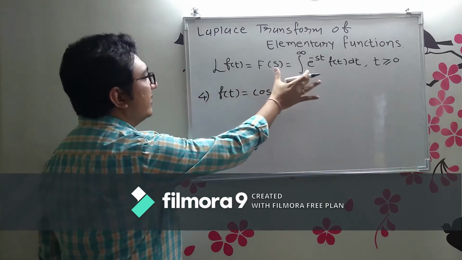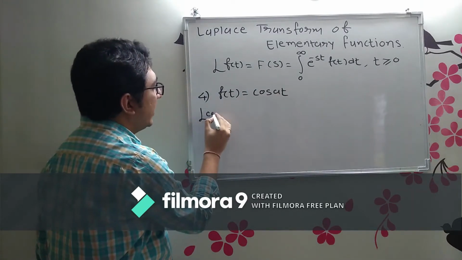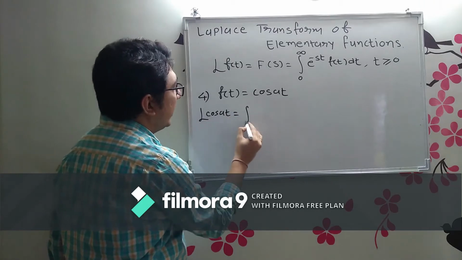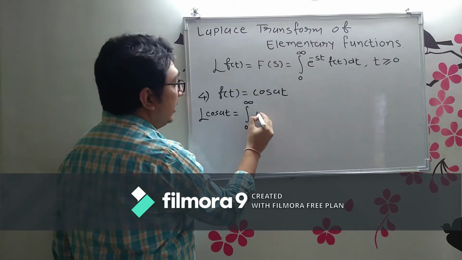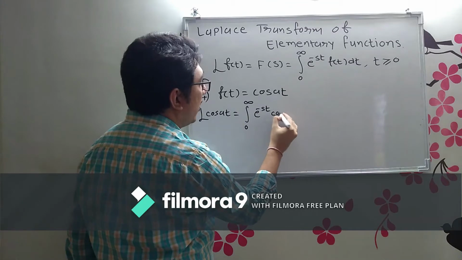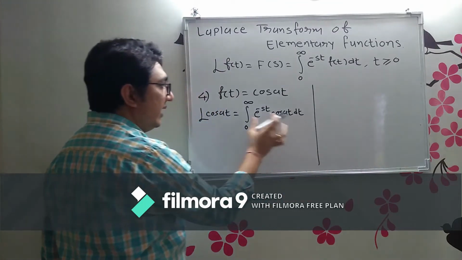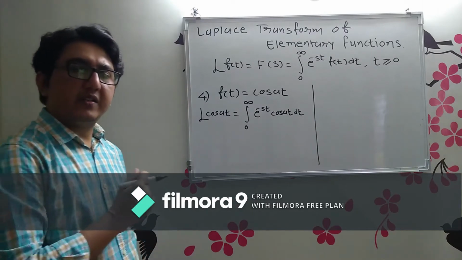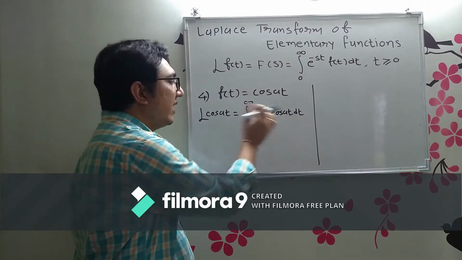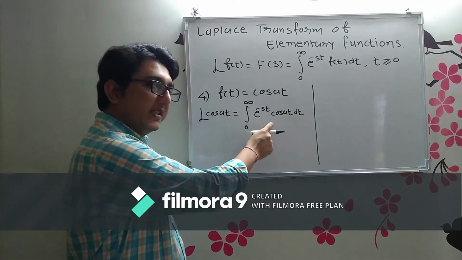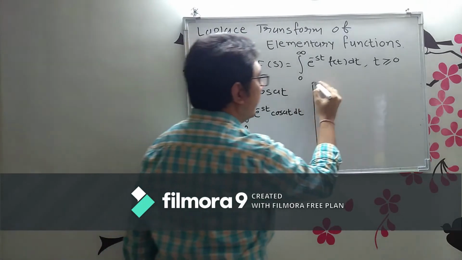Put this in the formula. So Laplace of cos at is equal to integration 0 to infinity e raised to minus st cos at dt. Now this integration is a little bit interesting. You cannot find this integration directly. You should know the formula of this integration. What is the formula? I am giving you.